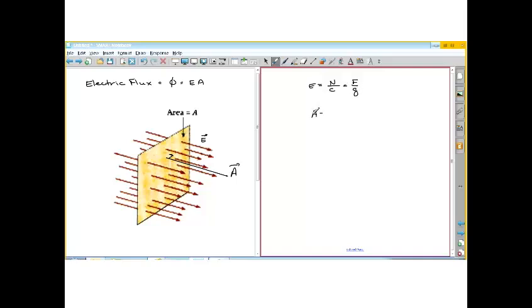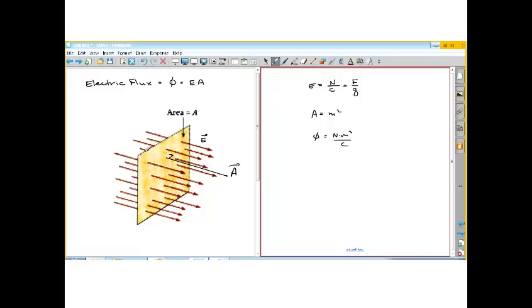And the units for area are meters squared. So the units for flux would be equal to Newton meters squared per coulomb. And as far as electric flux is concerned, we don't give a special name to it. In magnetic field, we give a special name to it, but for electric field, it's just the units that make up the definition.